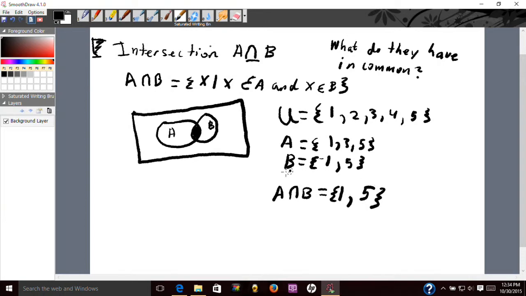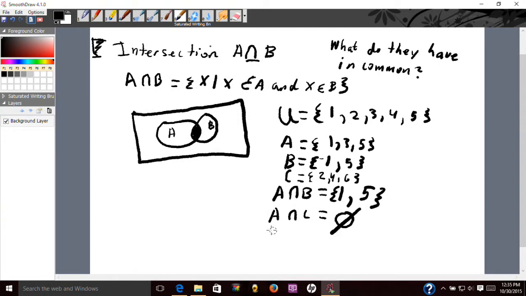Well, what if I had another subset here, C, that was 2, 4, and 6? And I want to know the intersection of A and C. Well, let's take a look. 1, well, this doesn't have a 1. 3, this doesn't have a 3. And 5, this doesn't have a 5. Well, I have no elements in common for this intersection. So, what does that mean? They have no elements. Remember, this represents no elements in common.